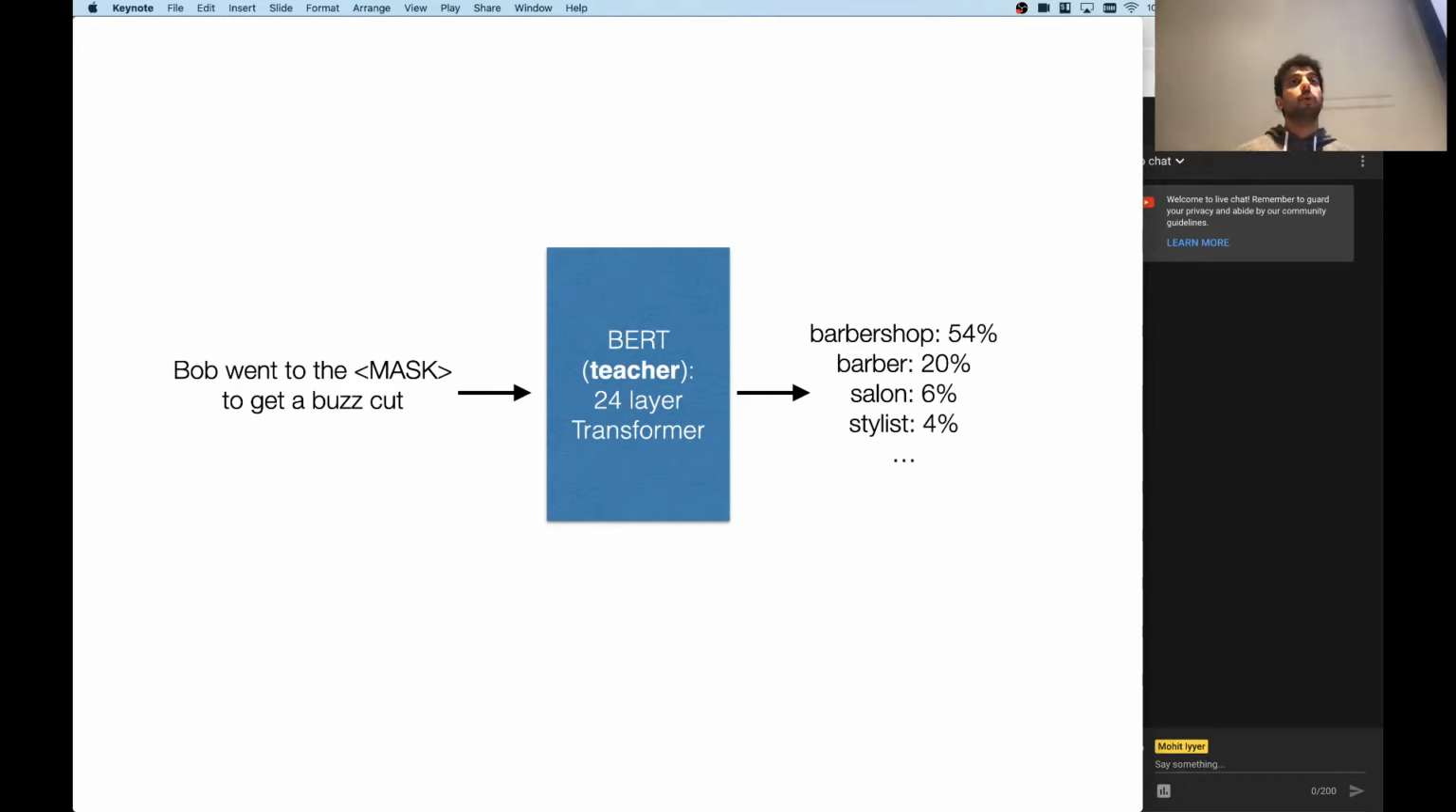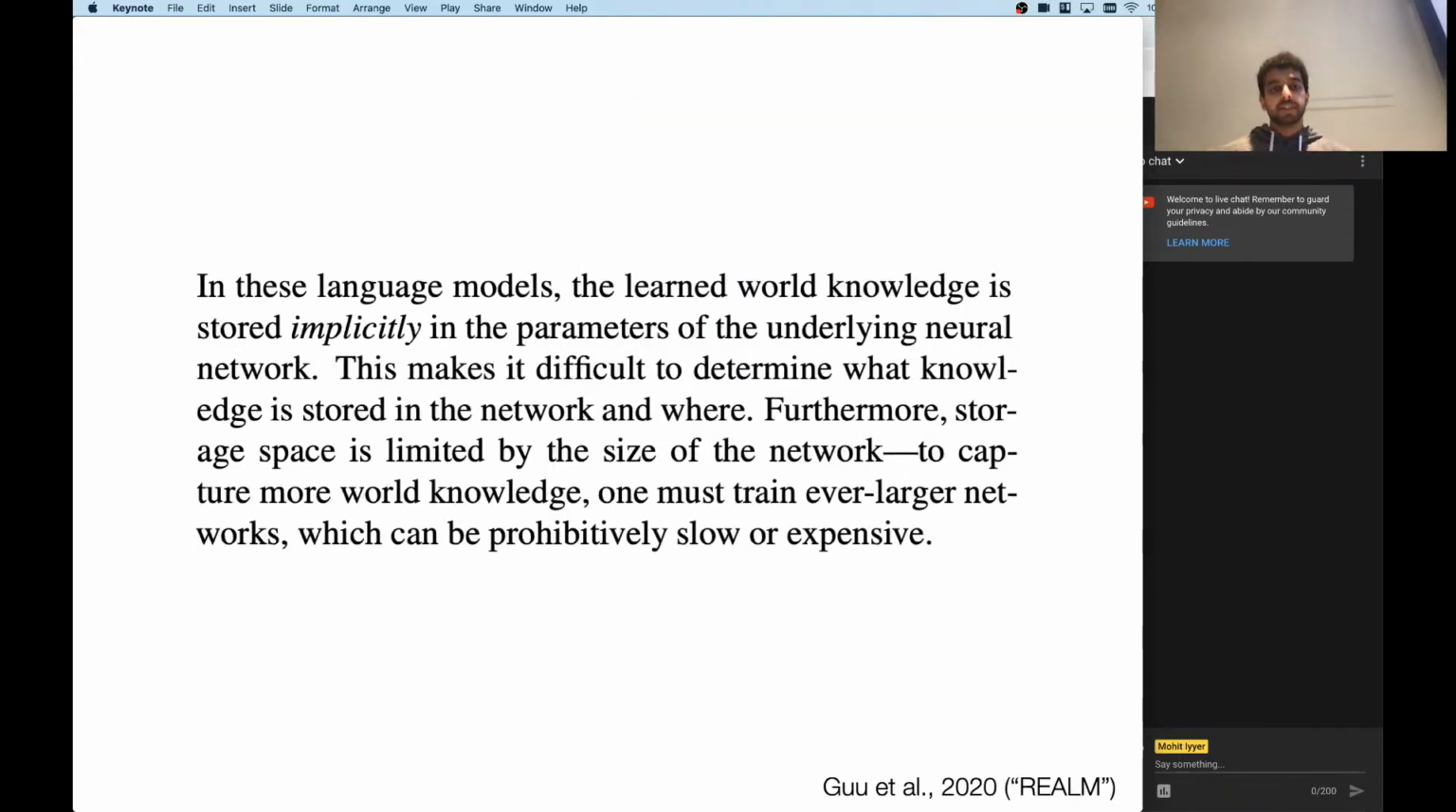So we might not know what exact neuron in BERT is responsible for the barbershop concept. Probably there isn't such a thing, and maybe it's a group of neurons that are across many layers or many heads or something like that. It's hard for us to know exactly where this knowledge is stored, but we do know just from looking at these predictions that it's stored somewhere, right? So this is some kind of knowledge that is implicitly stored within the model's parameters.